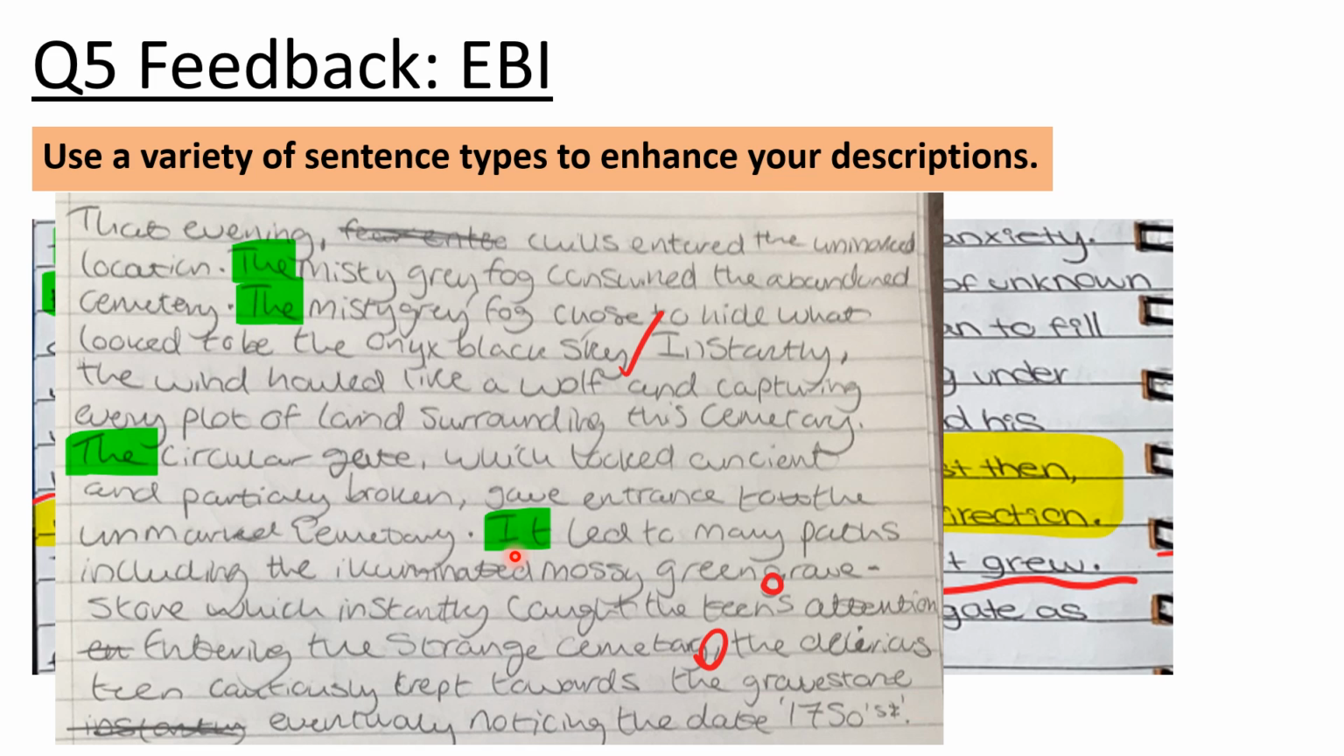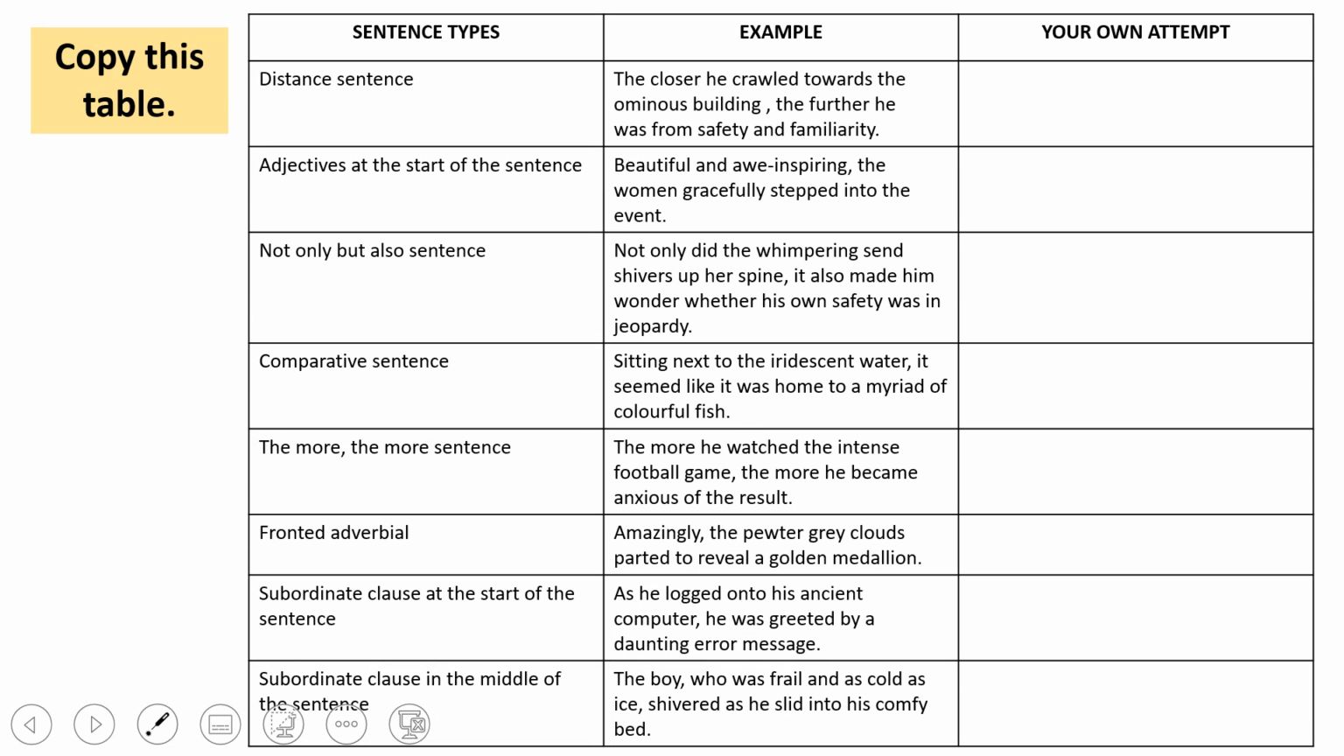Both of these responses have some really great ideas and great language, but the lack of variety of sentence types inhibits their responses. So how are we going to fix this? So what I would like you to do is copy this table. I will explain it to you when you come back from copying the table, but for now I just want you to get it down.